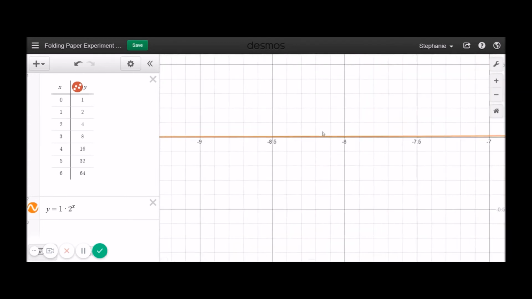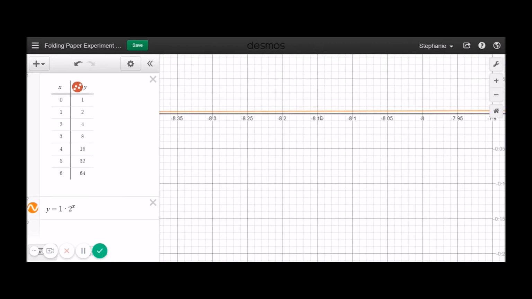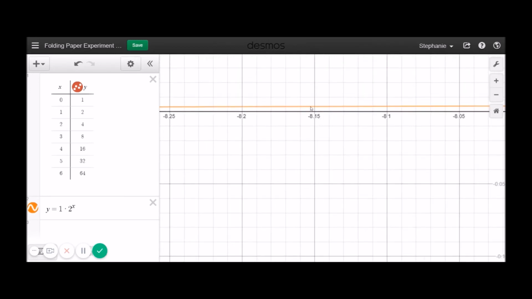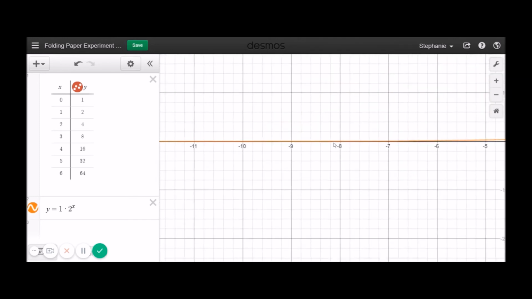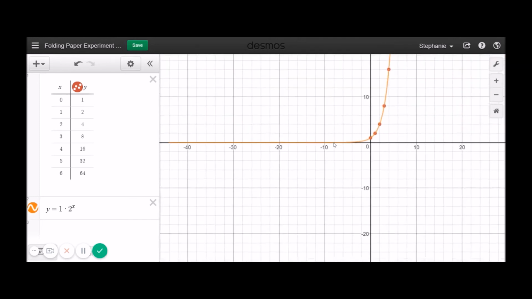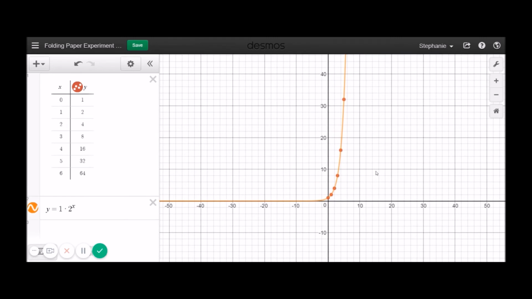When we go to the smaller side, this line isn't actually touching 0, although it looks like it. Each time it's dividing by 2. So as we zoom in, we see that there is still space here. When we work with a larger scale, we don't see it. Each time our numbers are being divided by 2, so they're getting smaller and smaller, but they don't actually ever touch the x-axis.